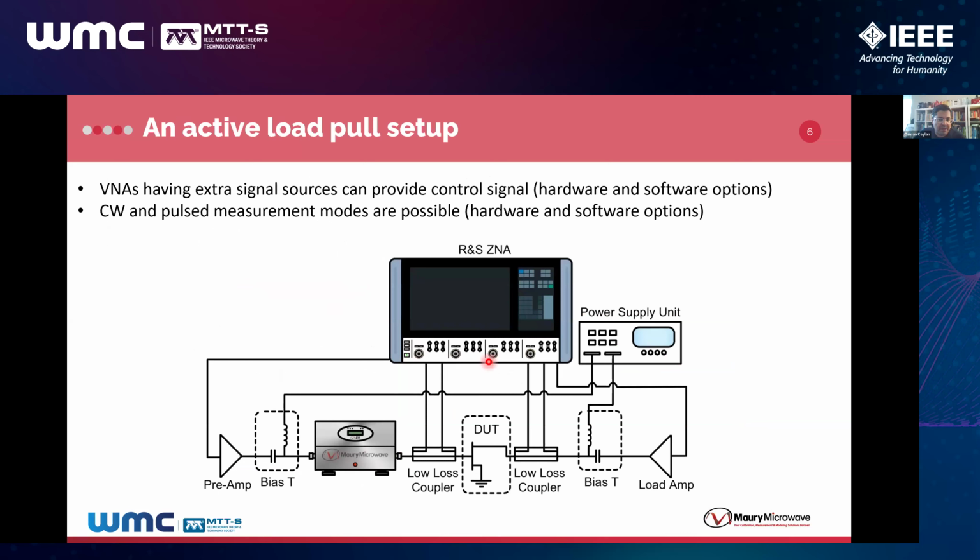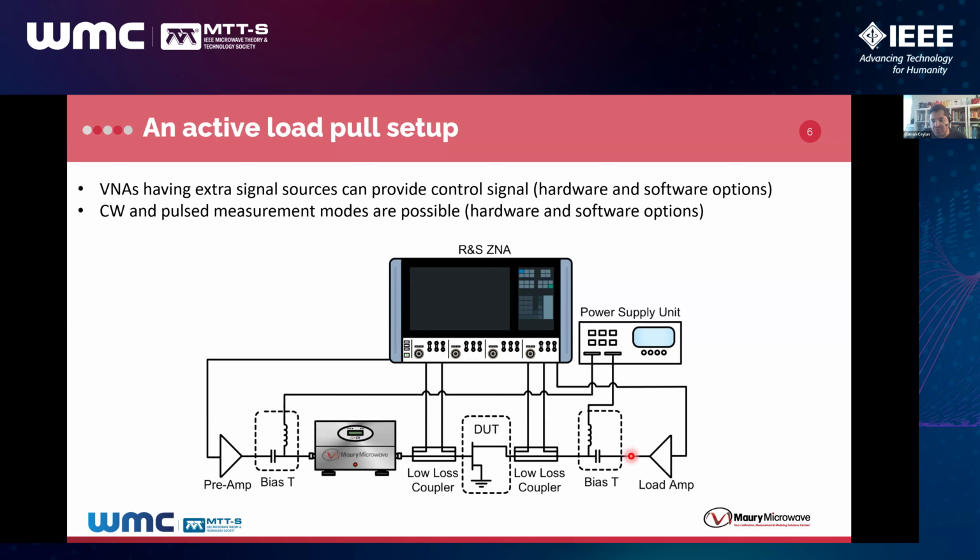So this is a VNA-based example. In this case, your DUT is here, and as you see, there is no tuner here. We don't need a tuner for active load pull. For this example, we use one of the signal synthesizers in the VNA, and we apply a suitable A2 signal to control the load impedance that the DUT sees.